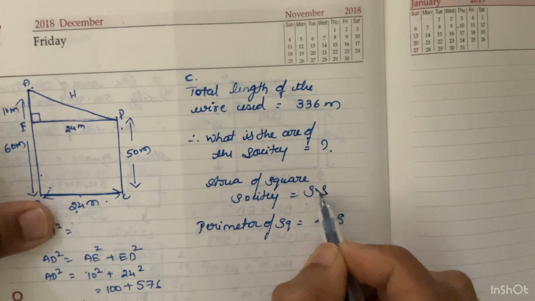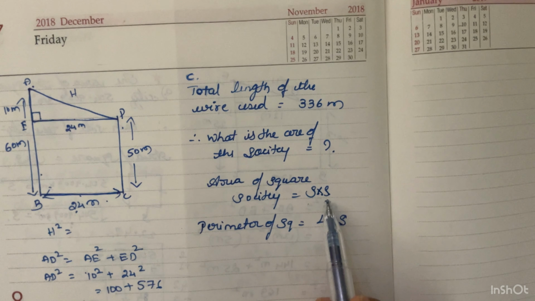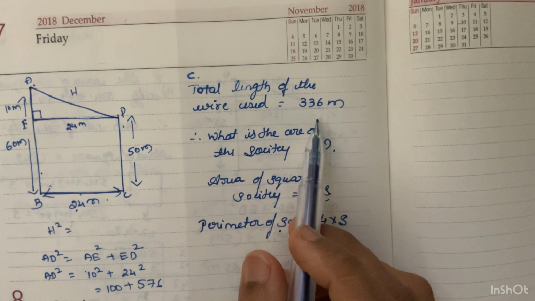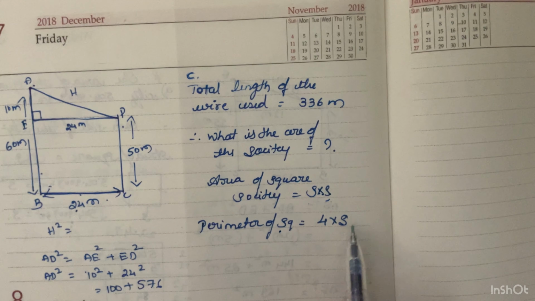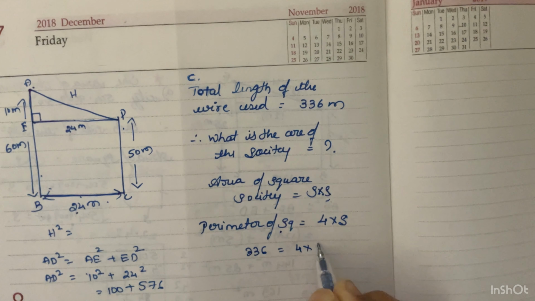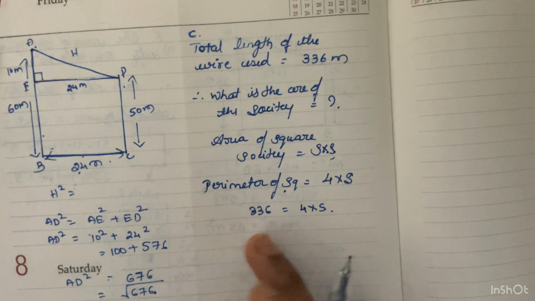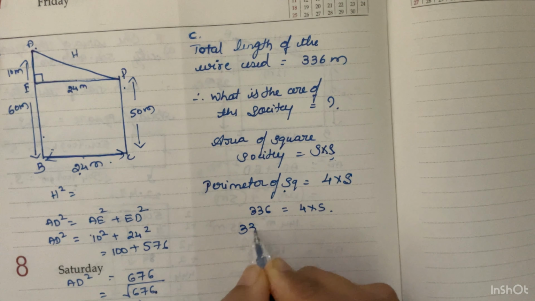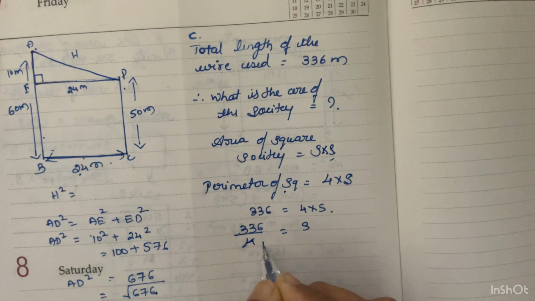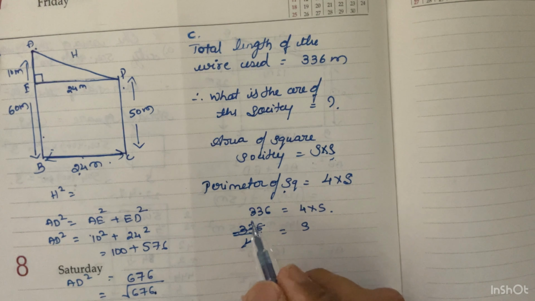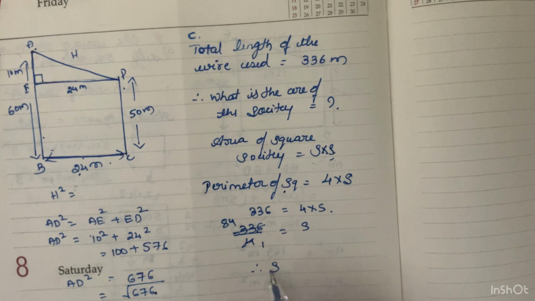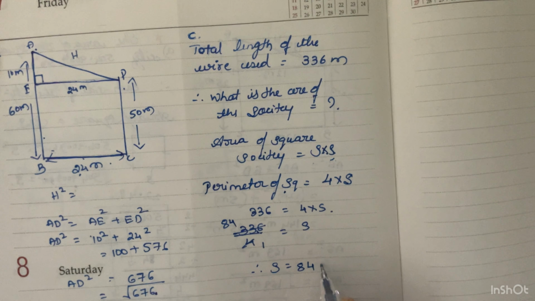In this they have not given the side directly, but they have given the perimeter of the square, that is 336. Now first from this we will find out S. So substitute 336, which equals 4 into S. Now to find out S, let's bring 4 to the left side, so it becomes 336 by 4, which equals S. Now 4 ones are 4, 4 8s are 32, 1 left, 4 4s are 16. Therefore the side of the fence we found is 84 meter.